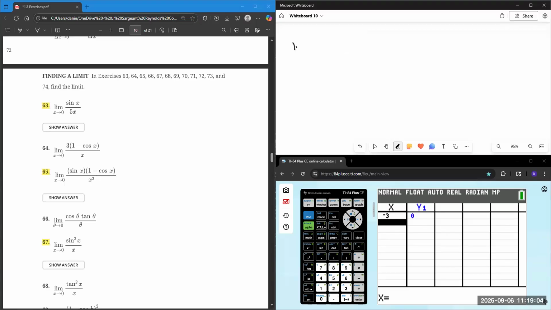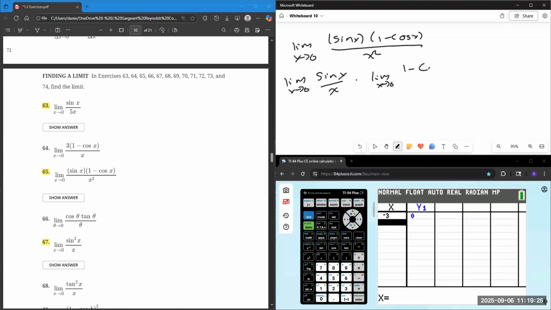Now we have the limit as x goes to 0 of sine x times 1 minus cosine of x over x squared. So I'm going to split the limits. Limit as x goes to 0 of sine x over x times the limit as x goes to 0 of 1 minus cosine of x over x. That's 1 times 0, which is 0.